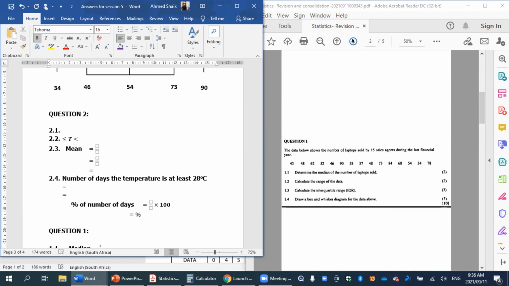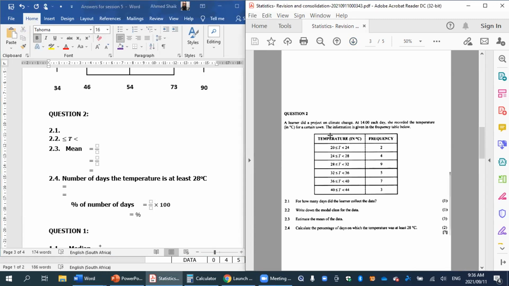Okay, let's look at question 2 on the next question. It says that a learner did a project on climate change. At 1400 hours each day, or at 2 o'clock each day, she recorded the temperature in degrees Celsius for a certain term. The information is given in the frequency table. Okay, so we've got a frequency table. We've got the temperature column, which is broken up into intervals for us already, as well as the frequency for each interval.